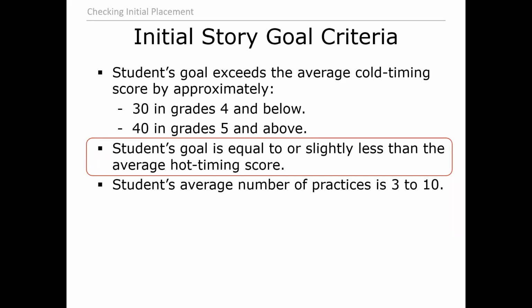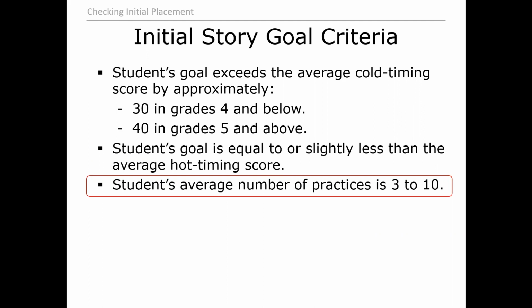So what does it mean to be too far away? What difference is too great of a difference? And what we say at Read Naturally is a double-digit difference. So if you're 10 or more away from where you want to be, that's too far away. So if it's a single-digit difference, that's close enough. Once you get to 10 or more away, then you need to make a change.